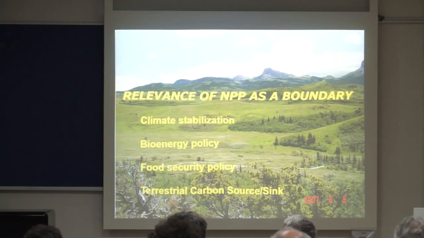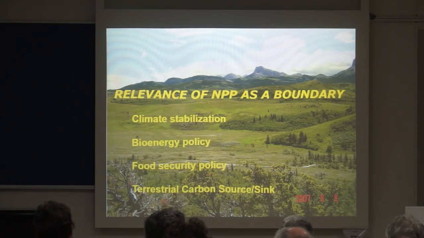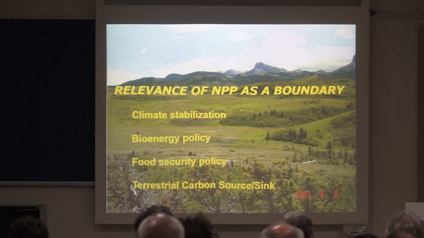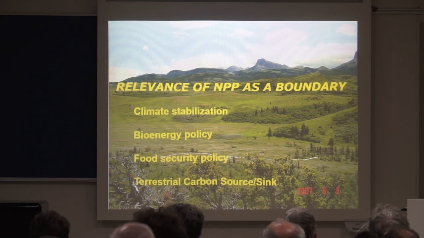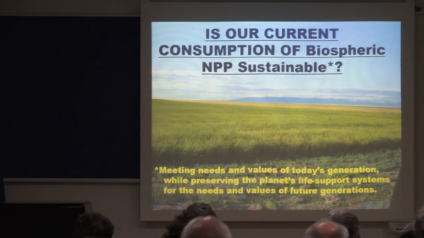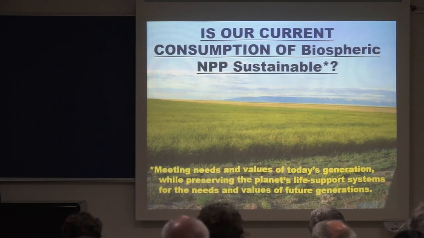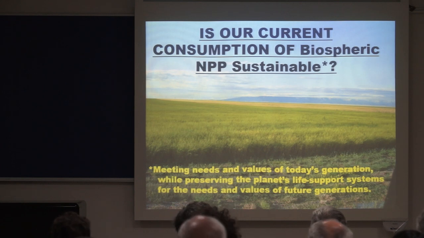And so what I argue there, and I guess is the basis of what I'm suggesting today, is this net primary production data set is valuable for understanding climate stabilization. It's valuable for bioenergy policy, which I'm going to show you in a minute. Food security, which I'm also going to show you in a minute, and I've already talked about terrestrial carbon source-sink dynamics. So it seems to have some value inherently as one of these planetary boundaries. And of course, from a very policy point of view, I can restate this in a more direct way and say, well, is our current consumption of the terrestrial biosphere sustainable? So let's use the last few minutes here and see if we can answer that question in any kind of solid way.